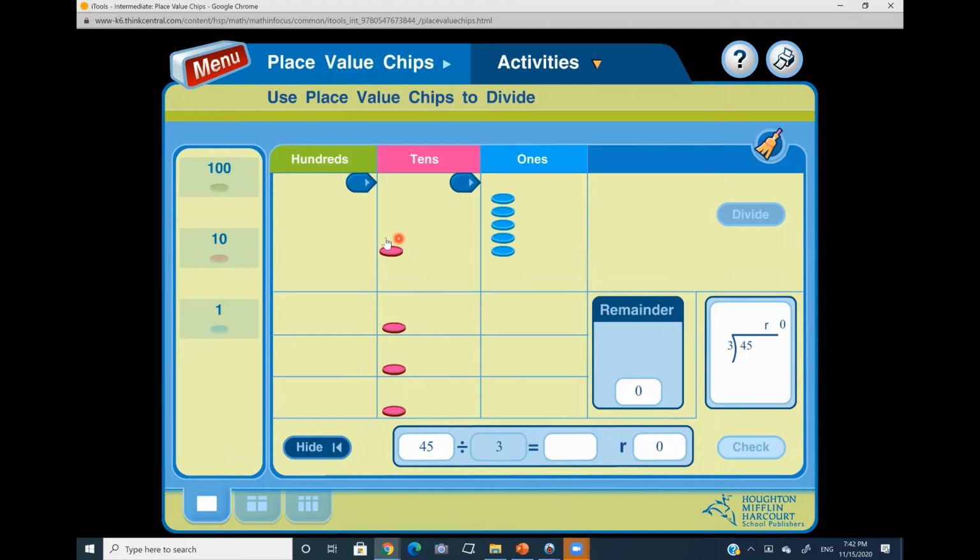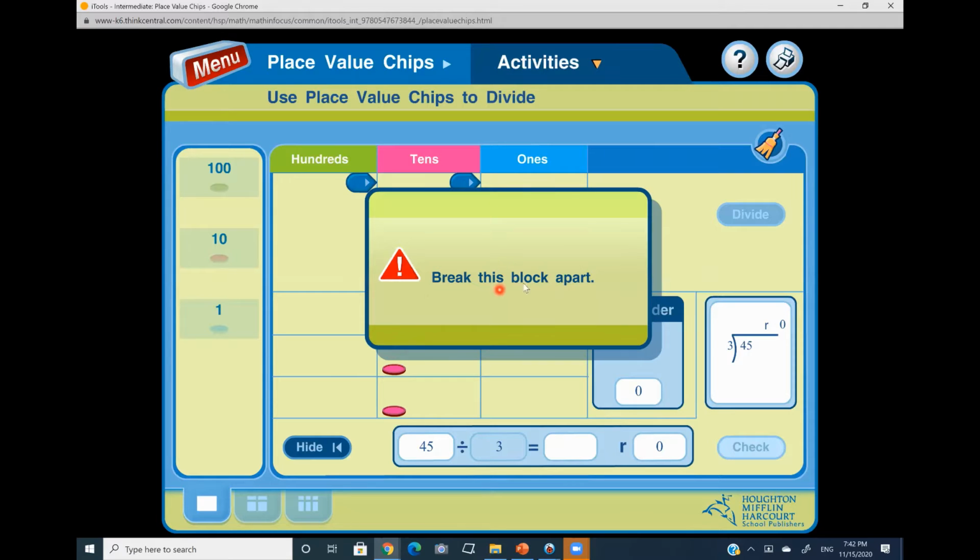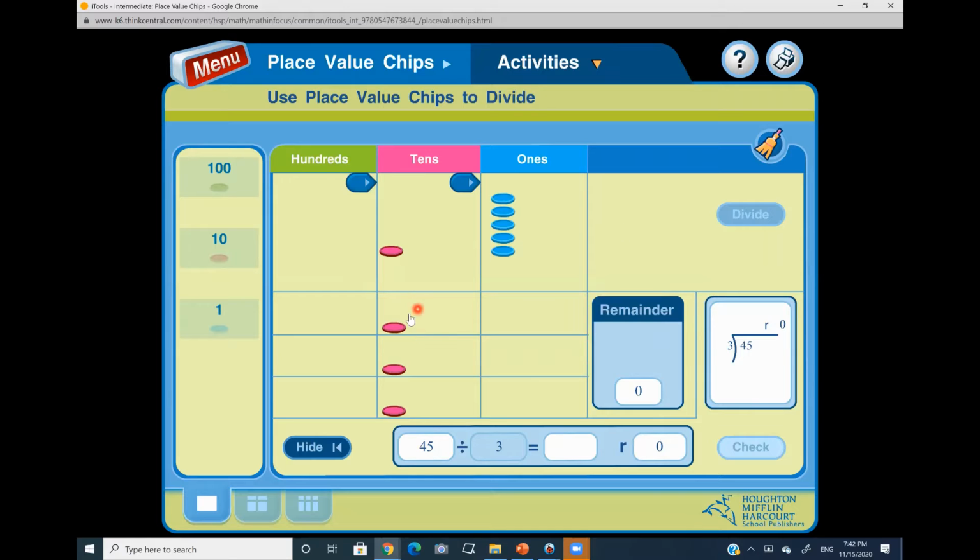Now, I cannot give more tens because I only have 1 left. And if I put it to 1 group, see, it's not going to be possible because it's not going to be a fair share. So we had to break it. We had to regroup it because all of them have to have the same amount.